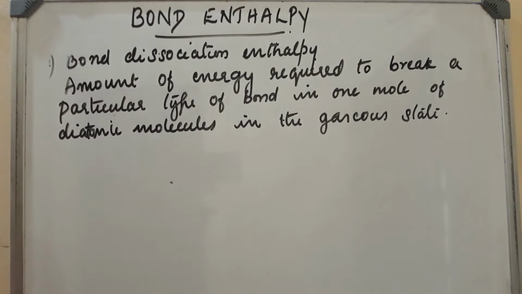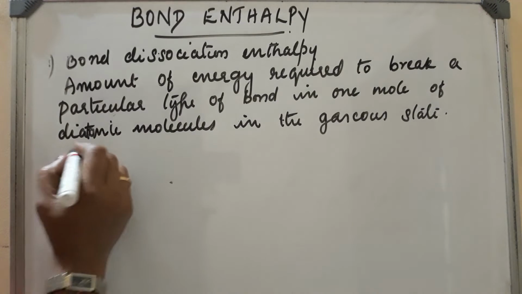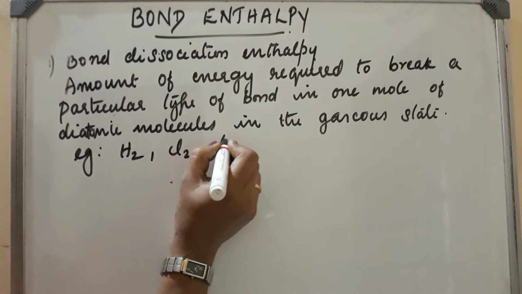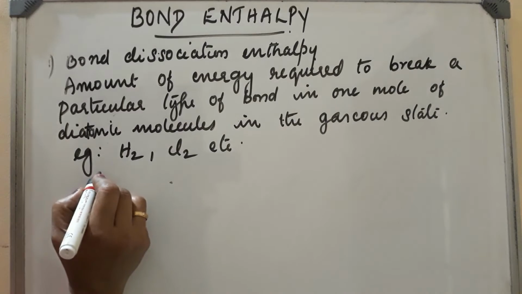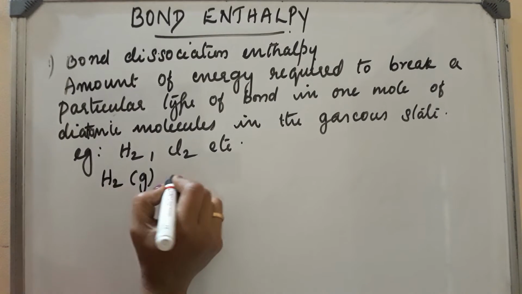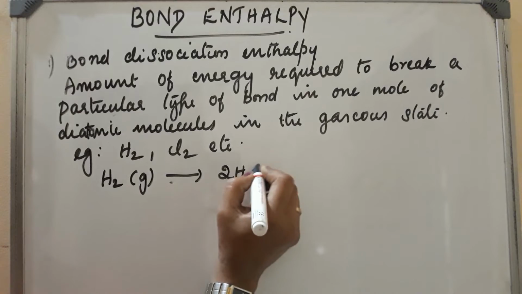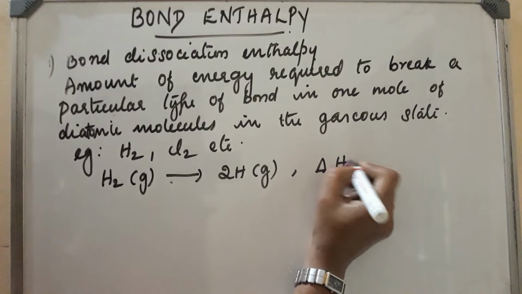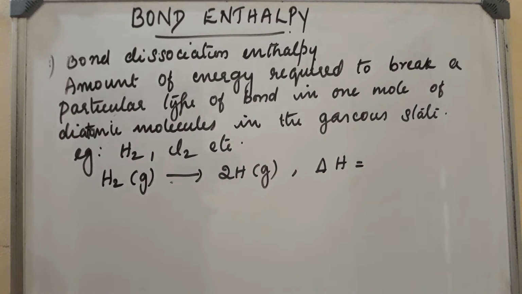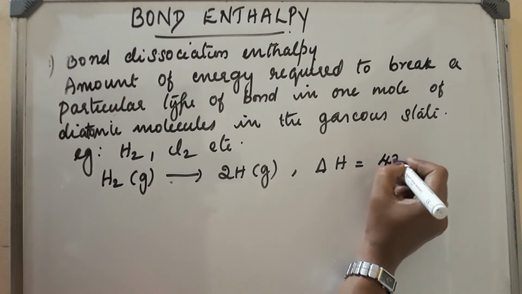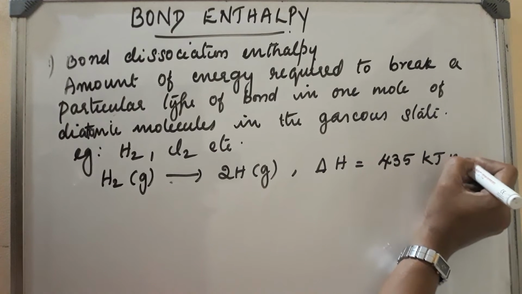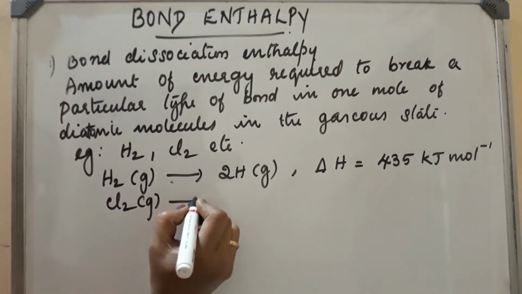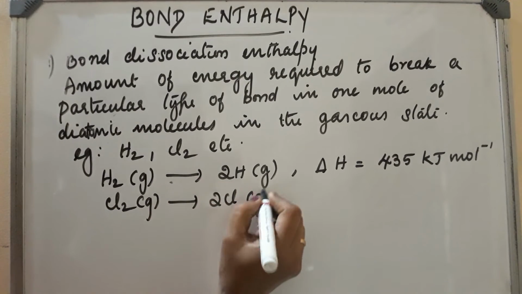Okay. So this is associated with diatomic molecules. Example, H2, Cl2, etc. That is H2 in the gaseous state. H2 molecule dissociated to H atoms. And its delta H, bond dissociation enthalpy, is found to be 435 kilojoule per mole. Another example, Cl2 gas dissociates to 2Cl atoms.